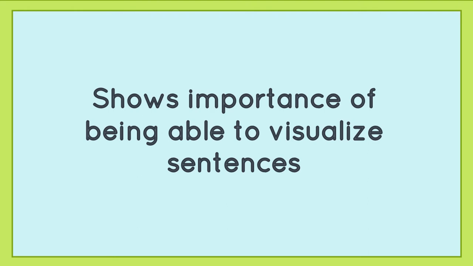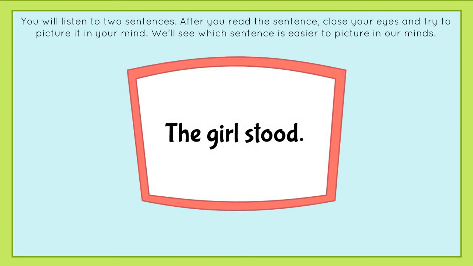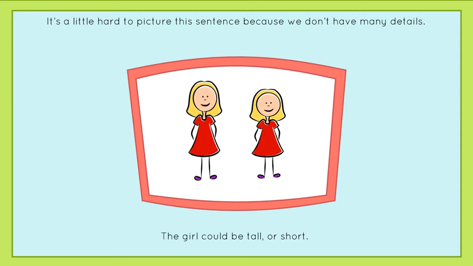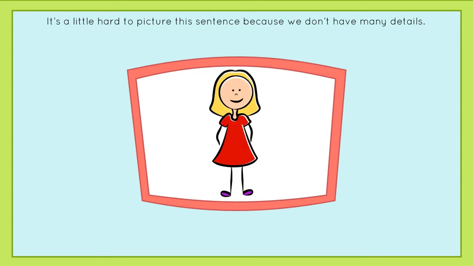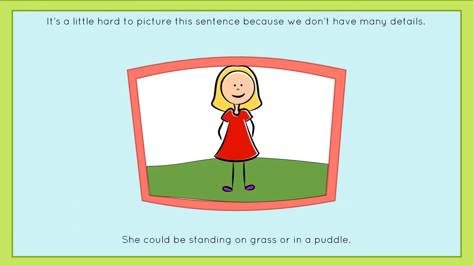So it starts by showing the importance of making descriptive sentences so that they're interesting to read and you can visualize them. So it starts with a boring sentence, and you have the students try to visualize this, and it's just not very memorable. It explains, we don't know anything about this girl, what she looks like, is she tall or short, where is she? It's just harder to picture.